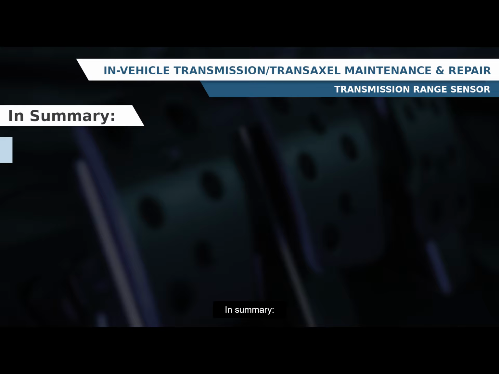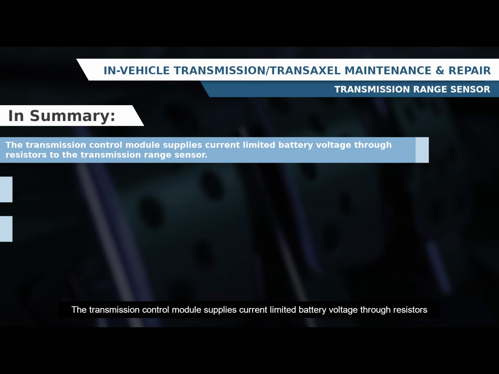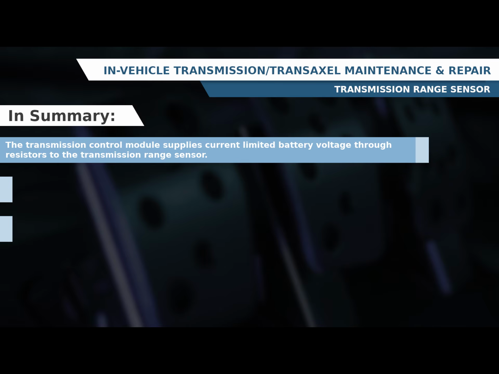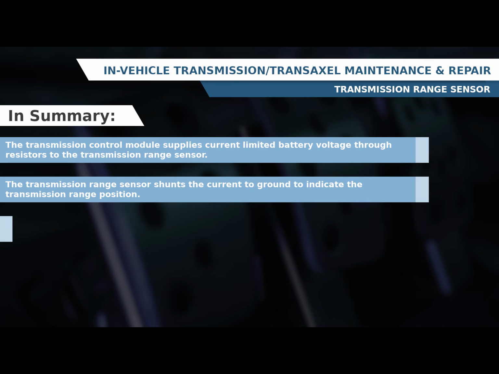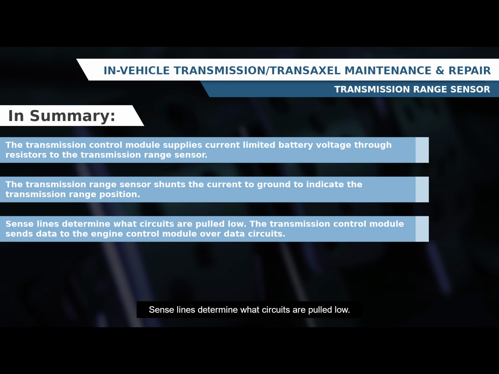In summary, the transmission control module supplies current-limited battery voltage through resistors to the transmission range sensor. The transmission range sensor shunts the current to ground to indicate the transmission range position. Sense lines determine what circuits are pulled low. The transmission control module sends data to the engine control module over data circuits.